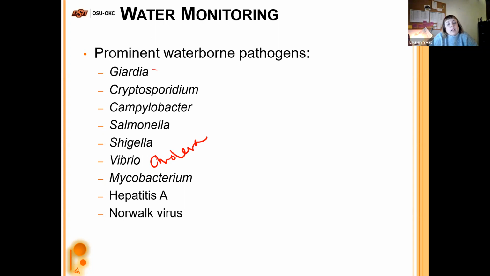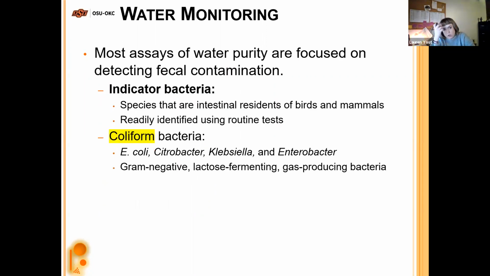Mycobacterium, that's like tuberculosis. And then we have hepatitis, Hep A, that's another one. It can be just in your environment. And then Norwalk virus. So, bad stuff in your water.